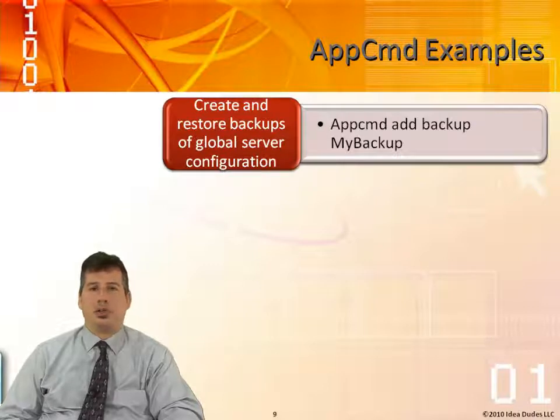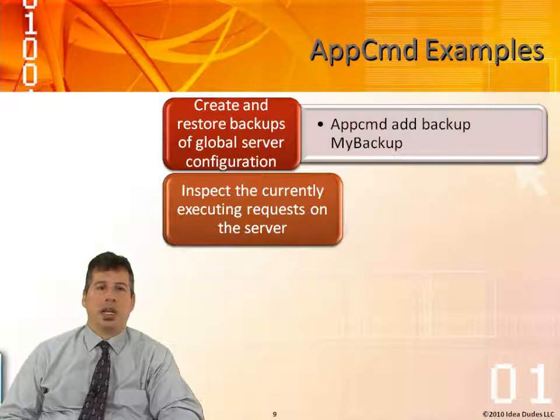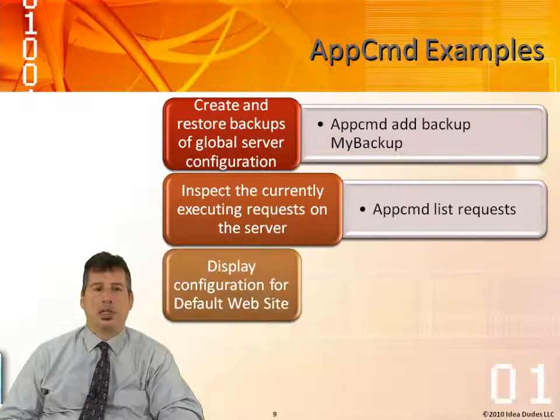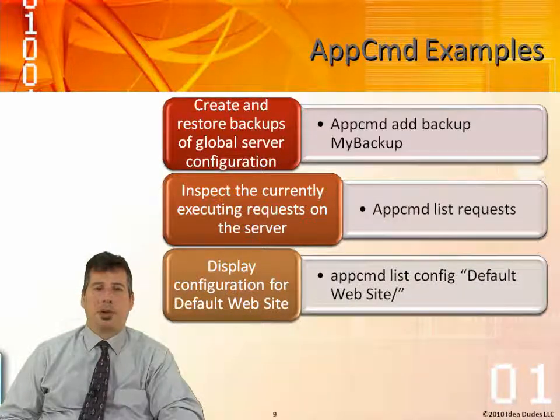Here are some examples of the AppCmd. Create and restore backups of a global server configuration: you do AppCmd, space, add, space, backup, and then MyBackup. Inspect the currently executing requests on the server: AppCmd list requests. Display configuration for the Default Web Site: AppCmd list config "Default Web Site".